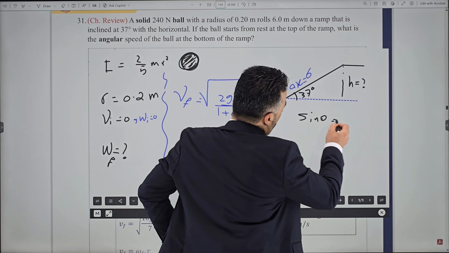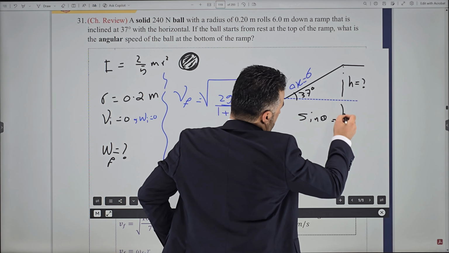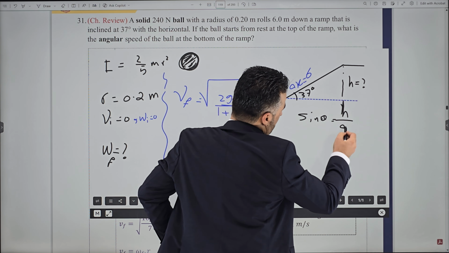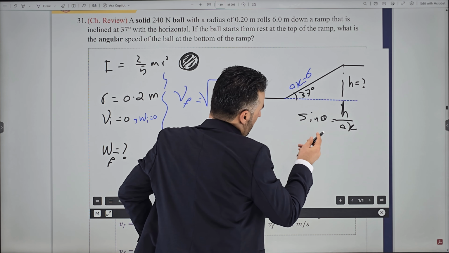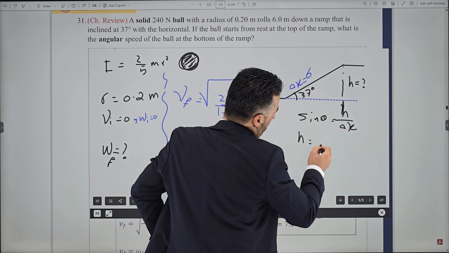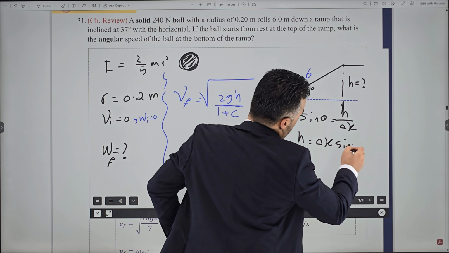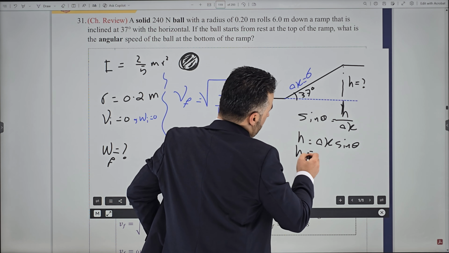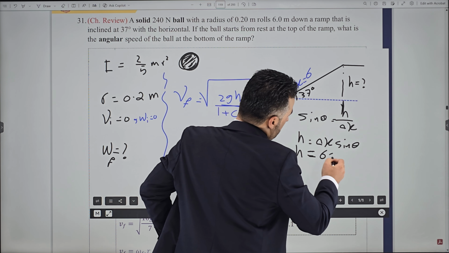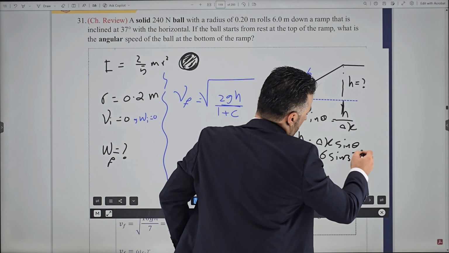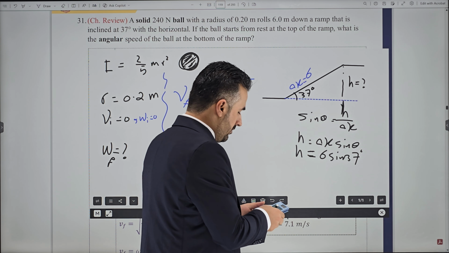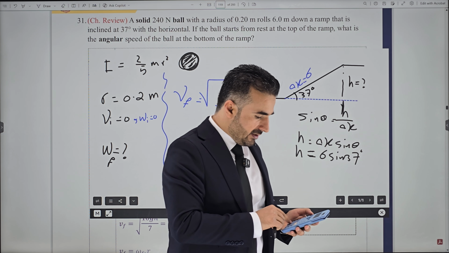So we'll say sine theta is equal to the opposite, which is the height, over the hypotenuse, which is delta x at this point. So the height is equal to delta x times sine theta. Delta x is 6 meter, sine 37 degrees. So let's see, what is this equal to? 6 times sine 37.